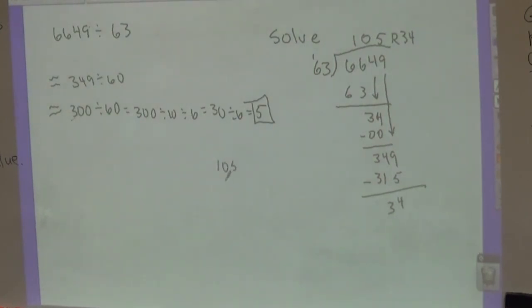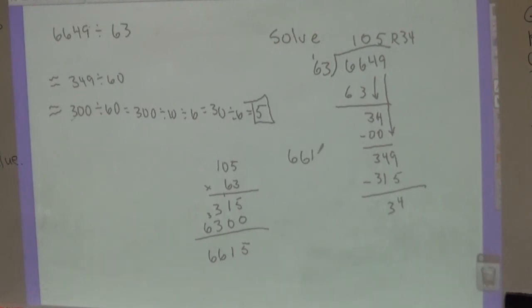105 times 63. 3 times 5 is 15. 5, carry the 1. 3 times 0 is 0, plus the 1 is 1. 3 times 1 equals 3. Now we put a 0 here. 6 times 5 equals 30. 0, carry the 3. 6 times 0 is 0, plus the 3 is 3. 6 times 1 is 6. 5 plus nothing is 5. 1 plus nothing is 1. 3 plus 3 equals 6. 6 plus nothing is 6.